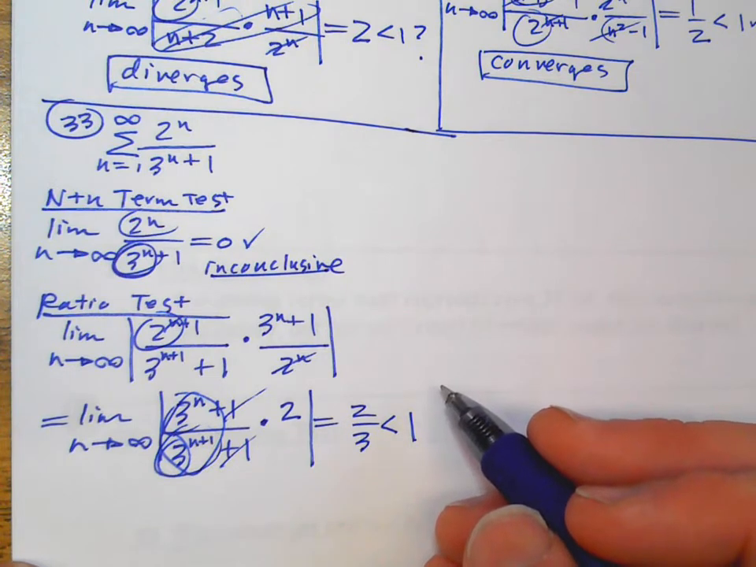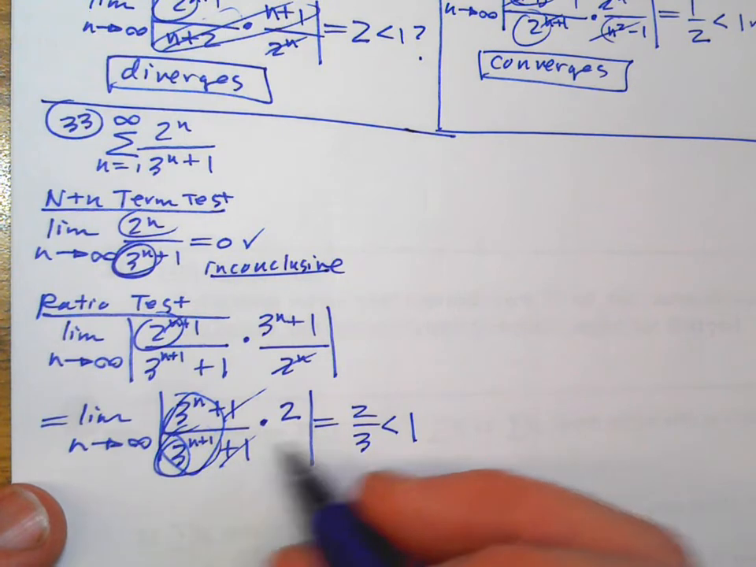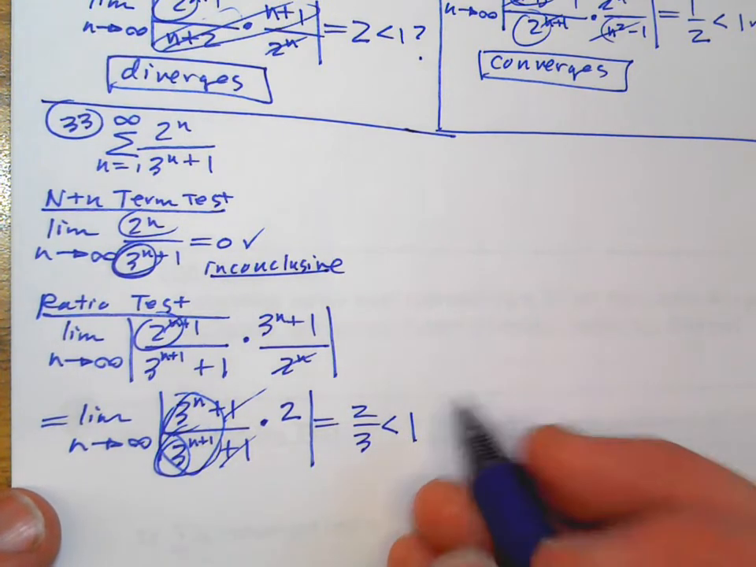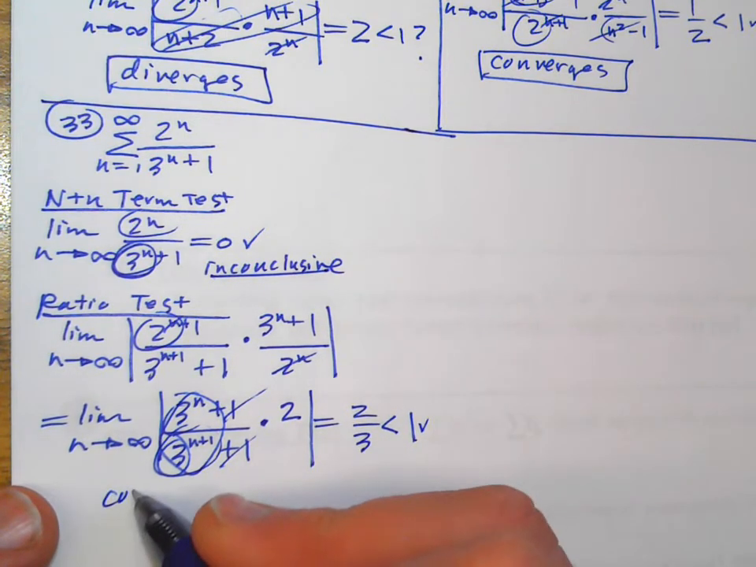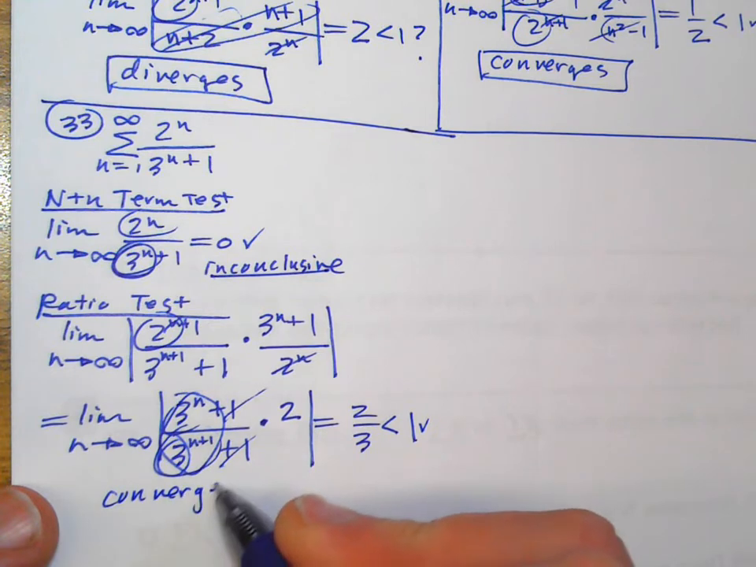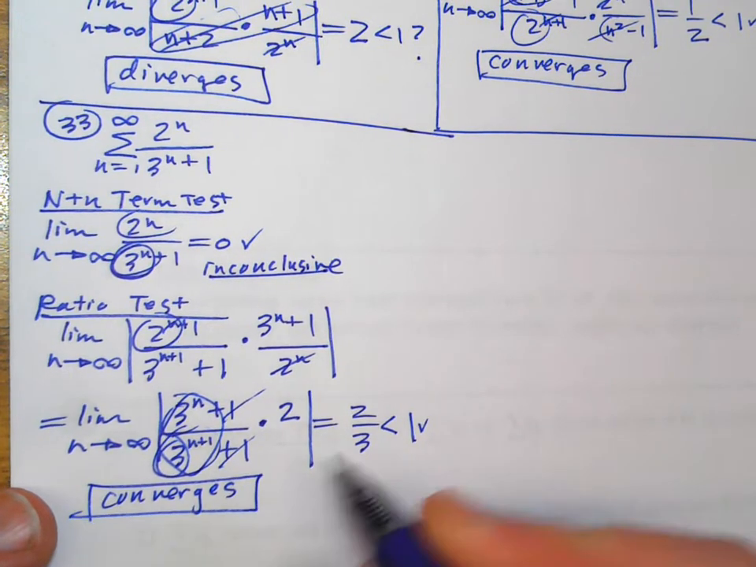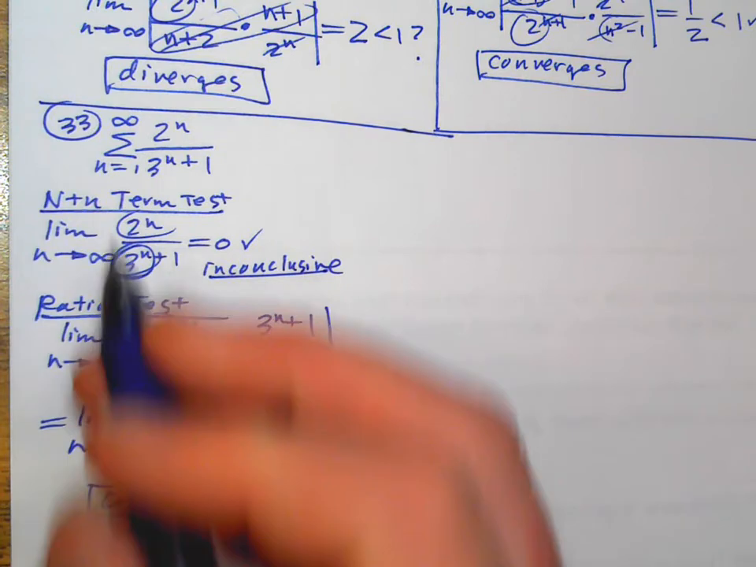Okay, 2/3. Not 1, not 2, 2/3, because that totally makes a difference. So this one converges based off the ratio test. This is not a geometric series.